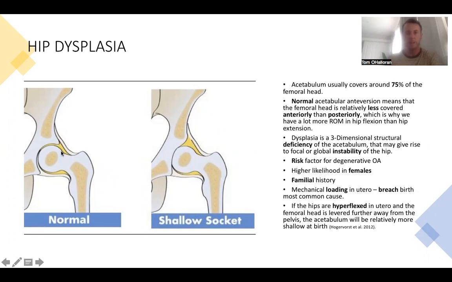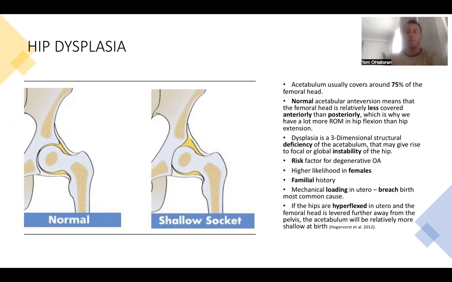So with our normal acetabulum, we have less cover anteriorly than posteriorly, and this allows us to have heaps more hip flexion range than hip extension. But that dysplasia is a 3D structural deficiency of the acetabulum, and it might give rise to instability of the hips. There's just so much range, and it can cause pain and lots of issues. It's a real risk factor for degenerative hip OA, much higher in females, and maybe familial history, but it's probably more so the mechanical loading in utero. So that breech birth position where the baby's forced into hyper hip flexion.